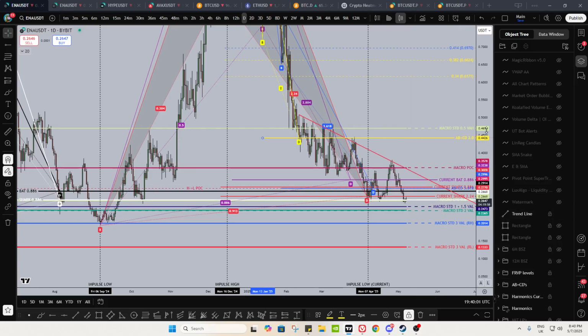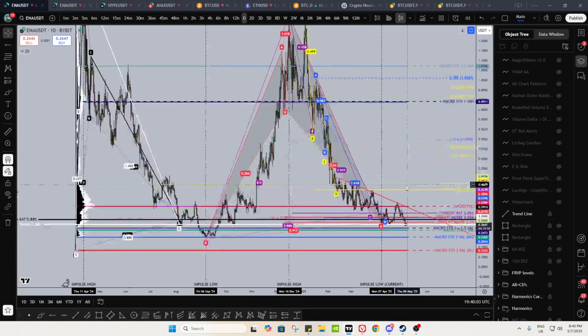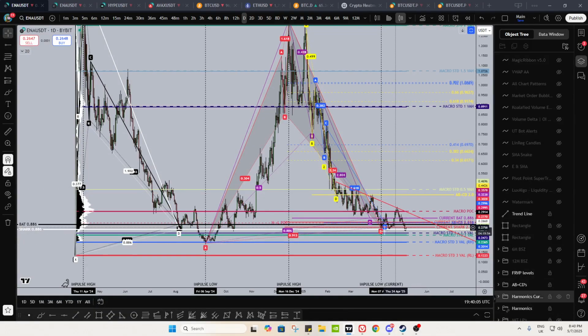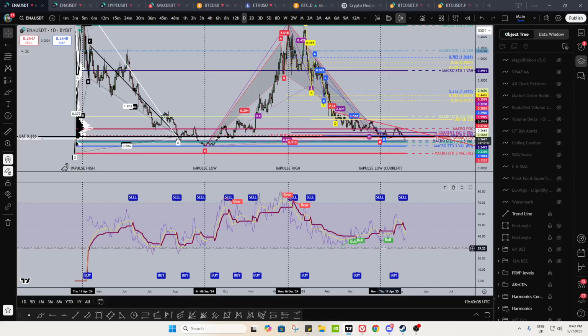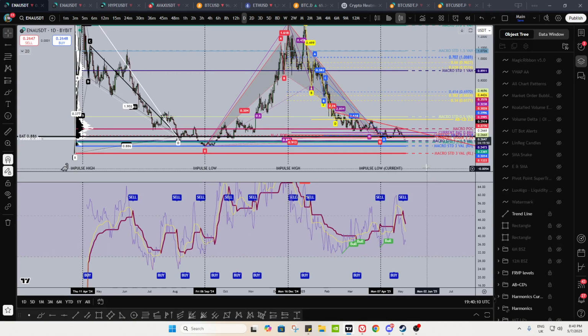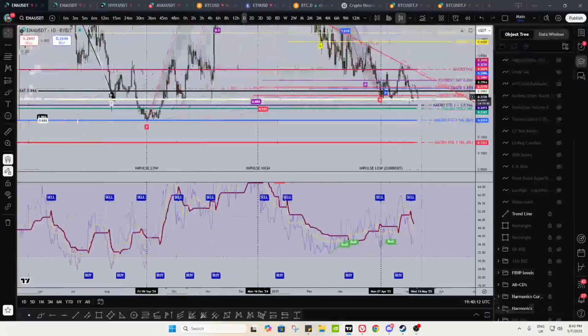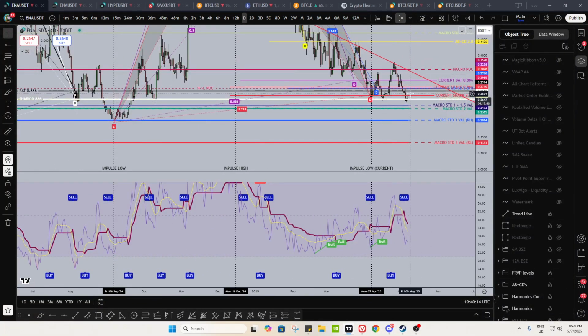Yeah, so we've got a lot of things to do, right? A lot of things, but ENA is one to watch for sure. Look where it is, right? If we do close this daily above, and we can sustain above on the rest of the week, we have a shot at putting in lower lows in price, higher lows in RSI. That would be bullish divergence, class A.